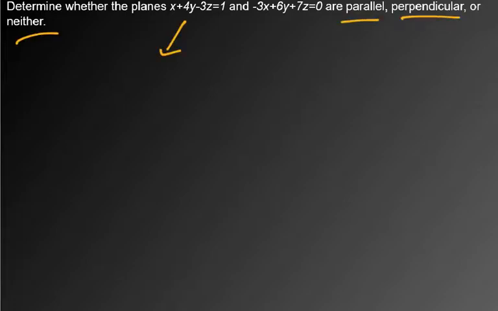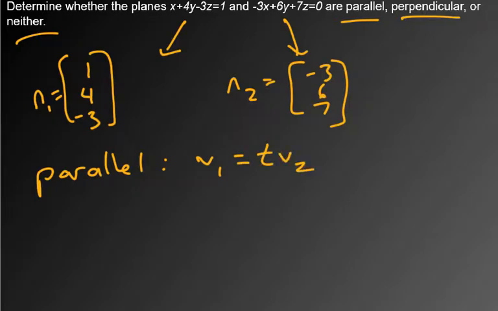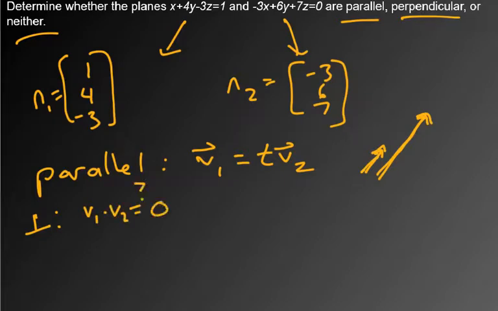So, the normal vector here, you just pull off the coefficients, 1, 4, -3. I'm going to call that n1. The normal vector here would just be -3, 6, 7. And if they're parallel, in vector world, that just means that some vector 1 needs to equal some scalar of vector 2, right? If you double one, your other one's doubled, then those two vectors are going to be parallel. If you're perpendicular, that could be tested with V1 dotted with V2 and see, is it equal to 0?